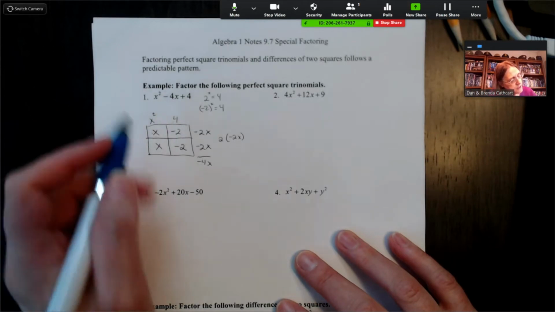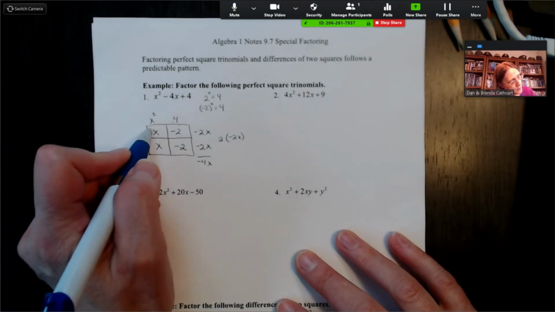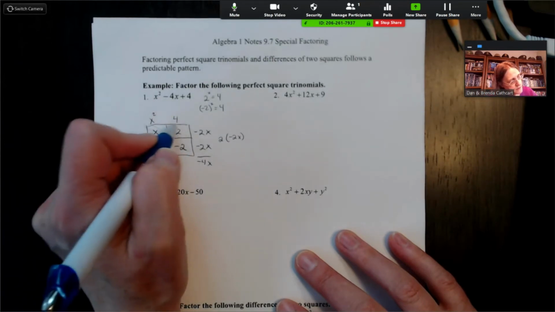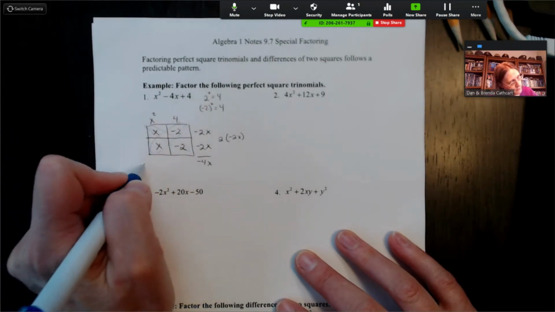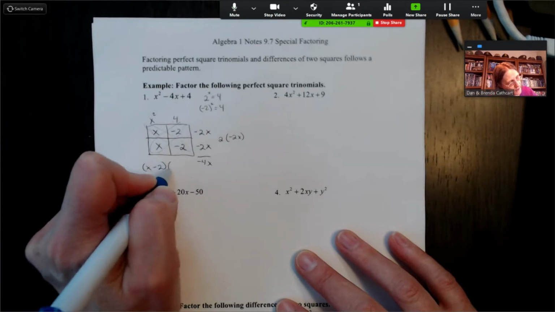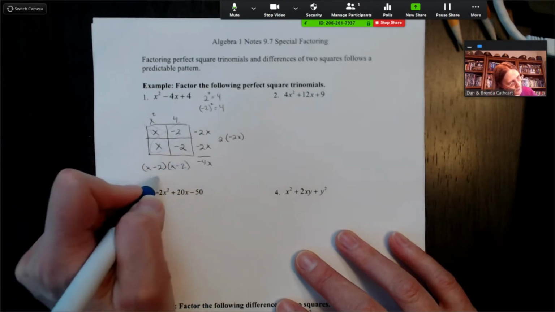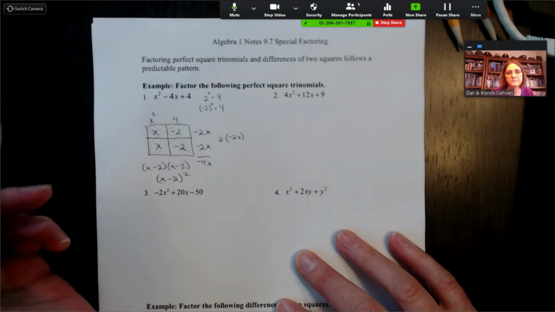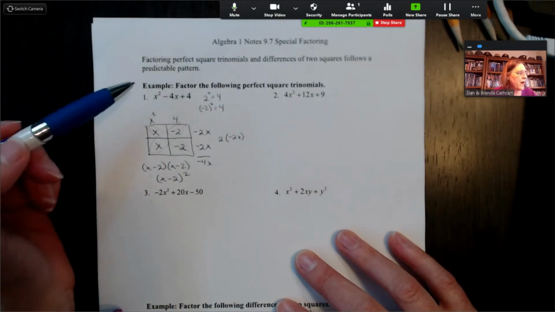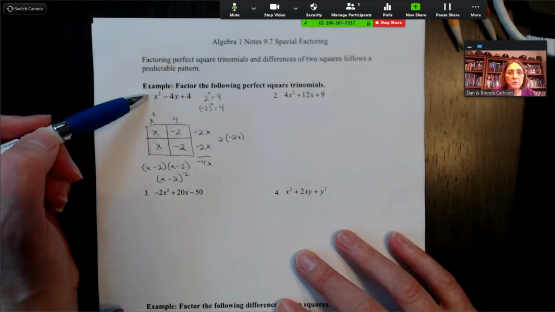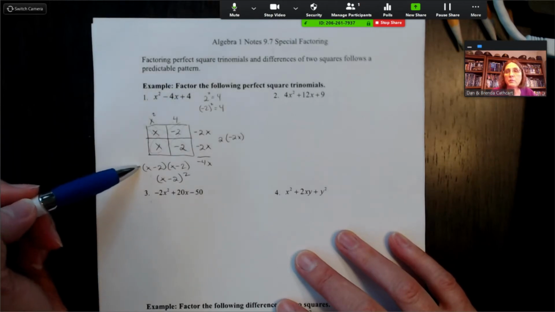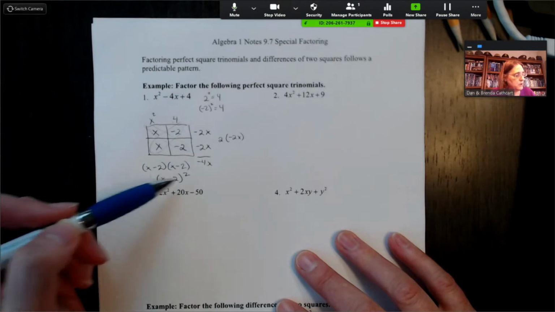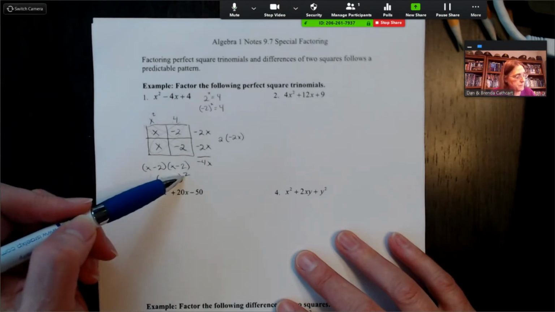So now let's take a look and see how this factors. We end up here with our factors going diagonal. They go across. So we have 2 factors of x minus 2, or we can combine them and write it as x minus 2 quantity squared. So when factoring a perfect square trinomial, we always end up with 2 of the same binomial. In fact, it's that binomial squared.